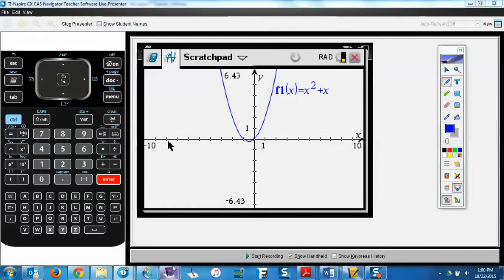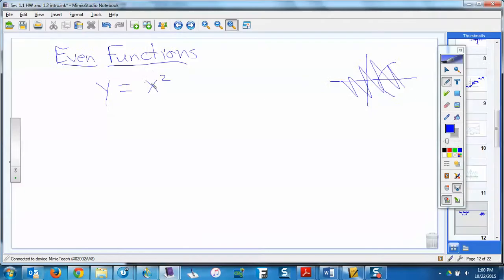So to be an even function, it has to have y-axis symmetry, which, of course, y equals x squared does. So it's a good way to remember. If you can just remember x squared, because it has an even power and the symmetry it has, it's an easy way to remember what even functions do.